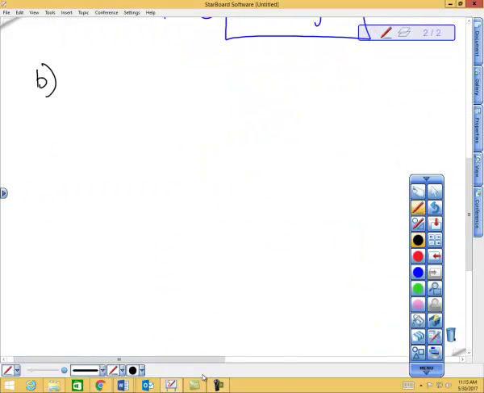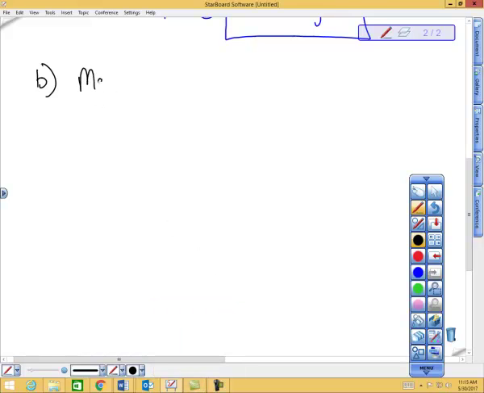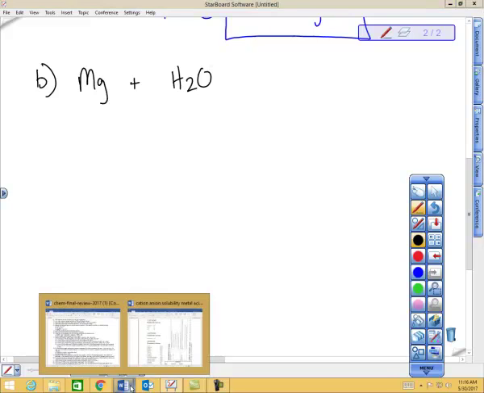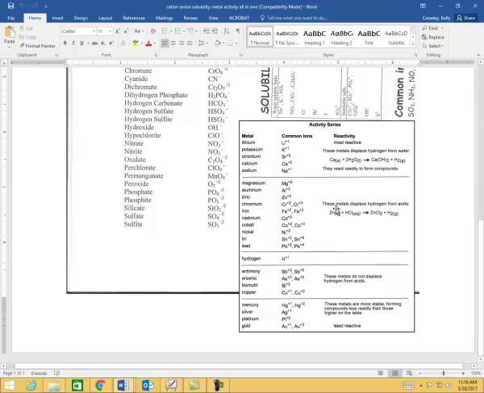All right, part B on number 18 is all about magnesium and water. So magnesium and water. Let's see if this is going to work. So come back to that metal reactivity series and let's see what we got. So here's where magnesium is, and it says these metals replace hydrogen from acids, and I made you guys write in a key word, only, from acids only.